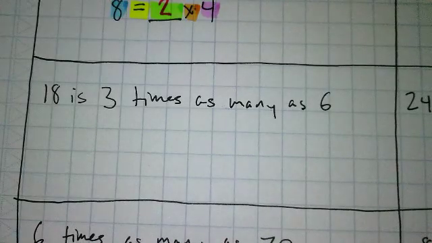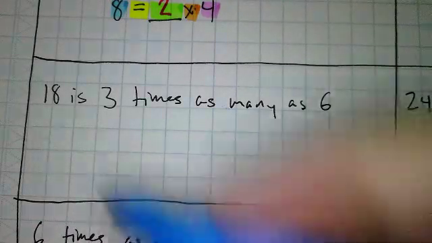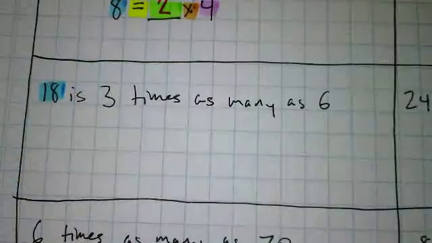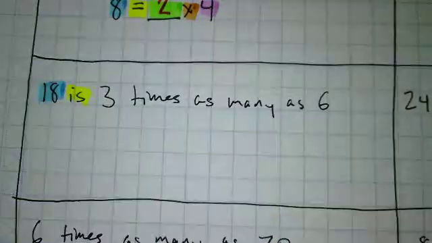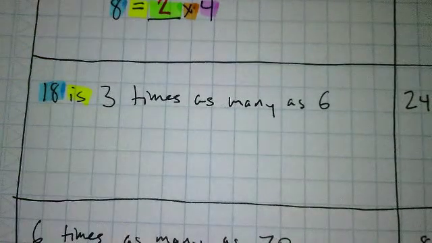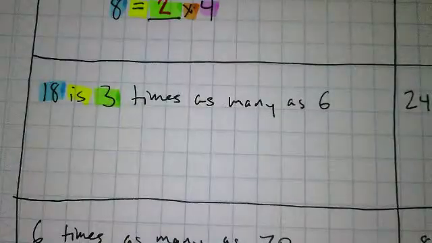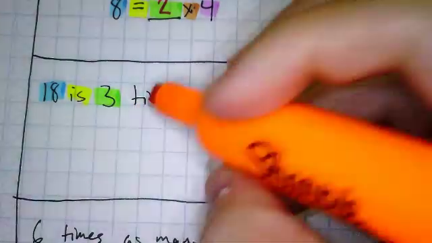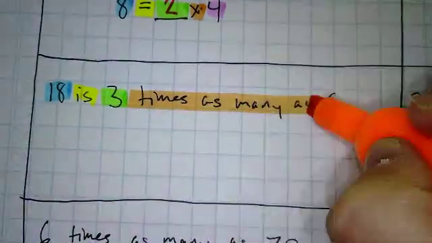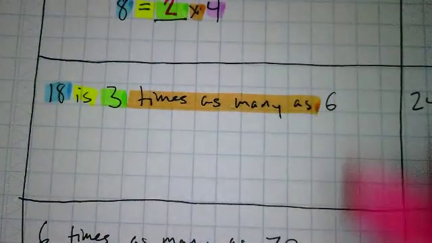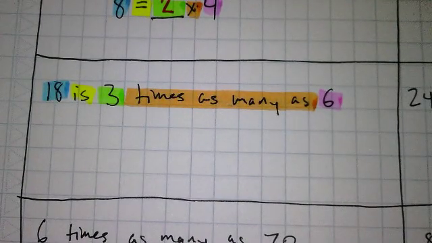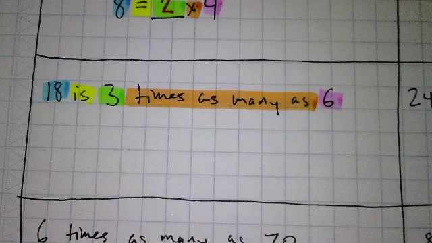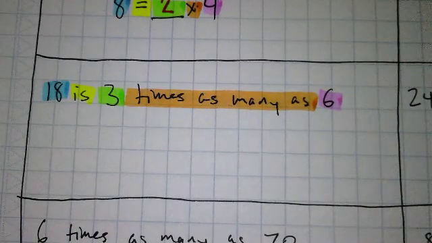So, just like before, though, we can easily write our equations because we have 18. We have "is." This time, instead of a blank, we get the actual number, but we have our number. We have times as many as, and we have our 6. So, when we write an equation for this, who can tell me what they think our equation is going to be here? Henry, what do you think our equation is going to be here?